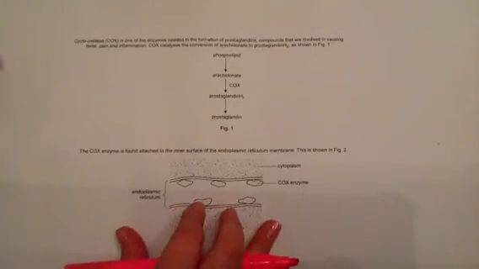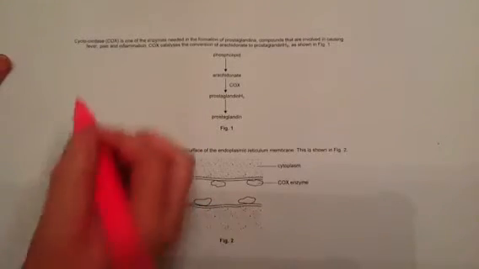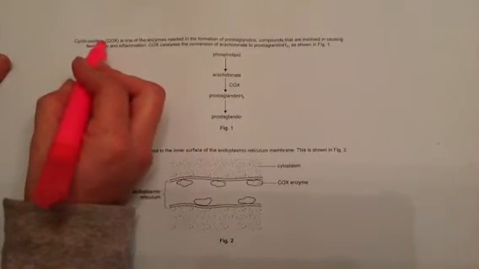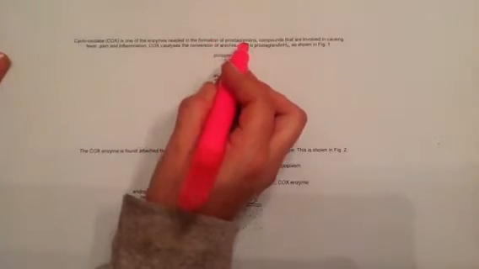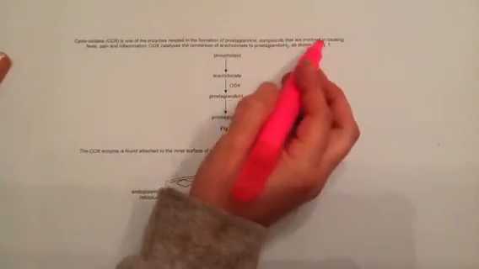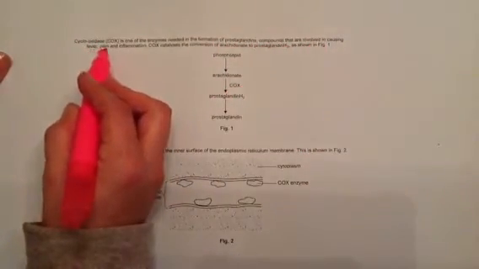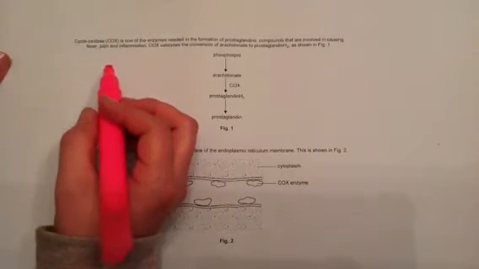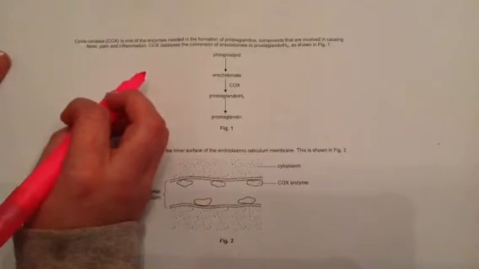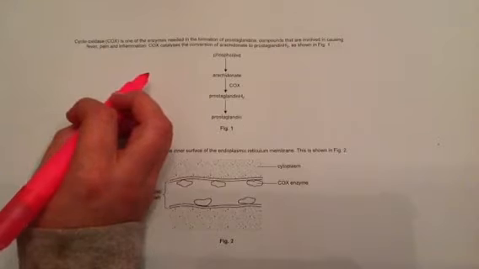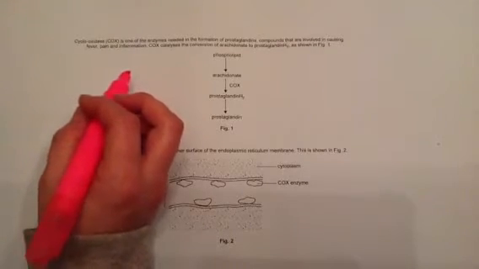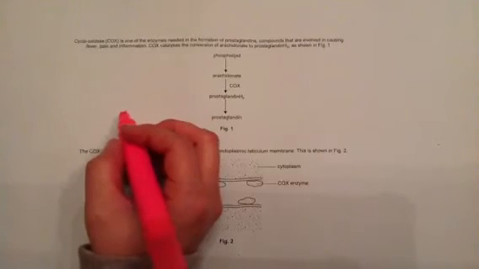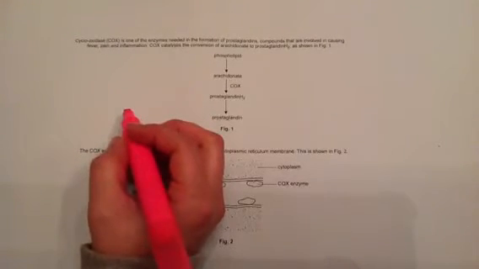Okay, so let's take a look at the information that's shown to us here. It says cyclooxidase is one of the enzymes needed in the formation of prostaglandins, compounds that are involved in causing fever, pain and inflammation. So as always, we should look at the information, read it, and try and make connections with what we've learned in the classroom before we start answering a question, because we don't know which information is going to be important and which isn't.